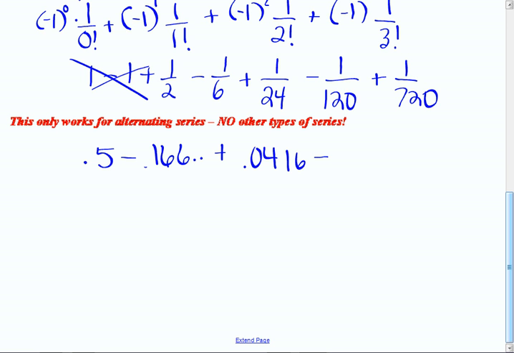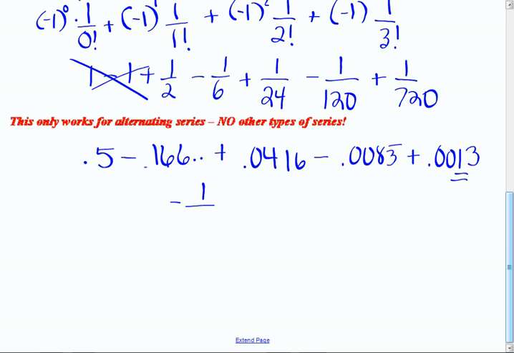Okay, minus 1 divided by 120. You can stop when it won't change the first 3 places. This is 0.0083. Well, for sure this isn't going to change the 10th. What's happening to each of these decimals? They're getting smaller. 1 divided by 720 is 0.0013. I want the first three to not change. That's still going to change the third one, isn't it?